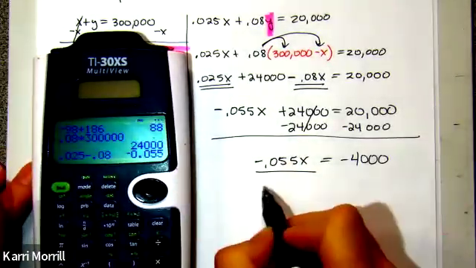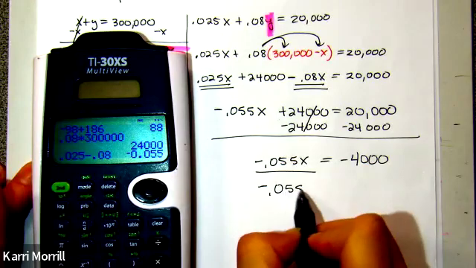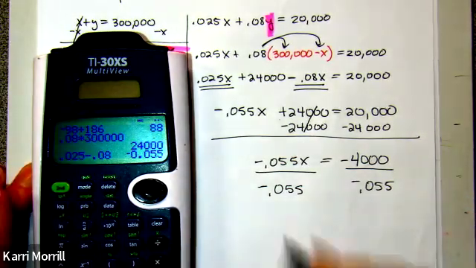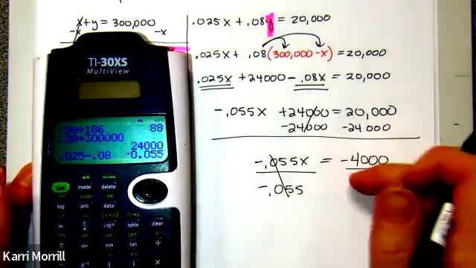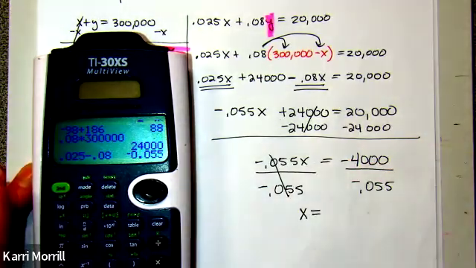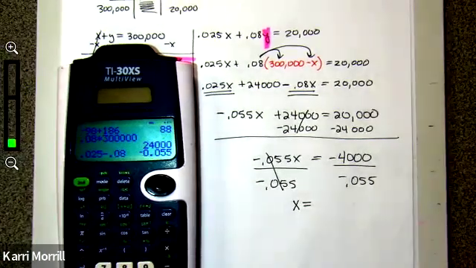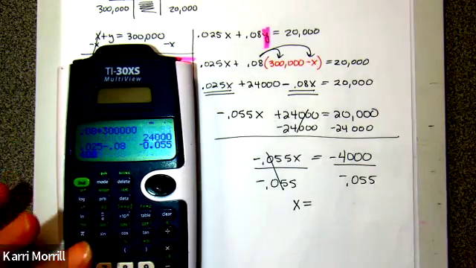Now we divide by a negative 0.055. Okay, so it should be positive. Negative divided by a negative is a positive, but think about this applying to real money. You can't invest a negative amount of money. So if you get a negative, you've done something wrong, right?